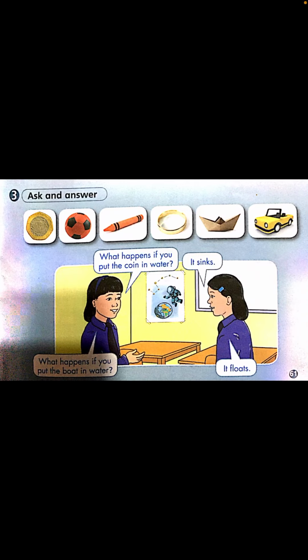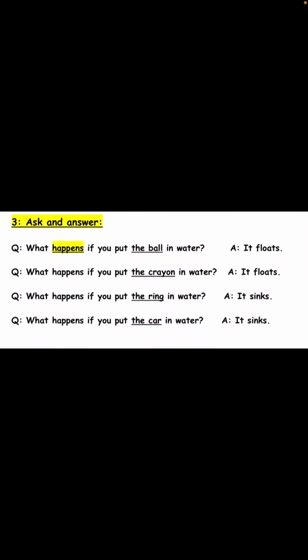It floats. Why? It's made from paper. And the paper, we said, paper floats. Right? Okay. Look at the examples.